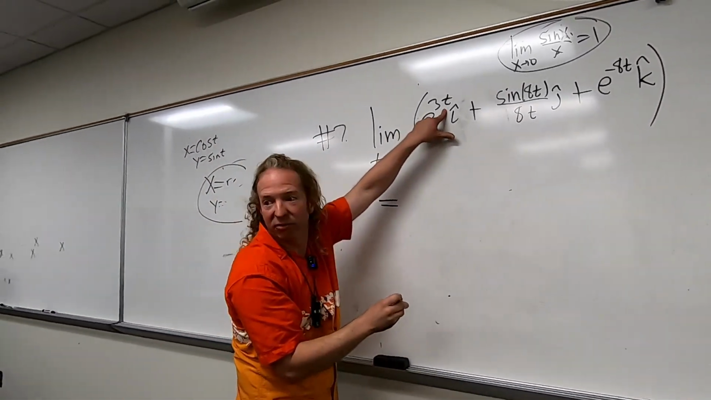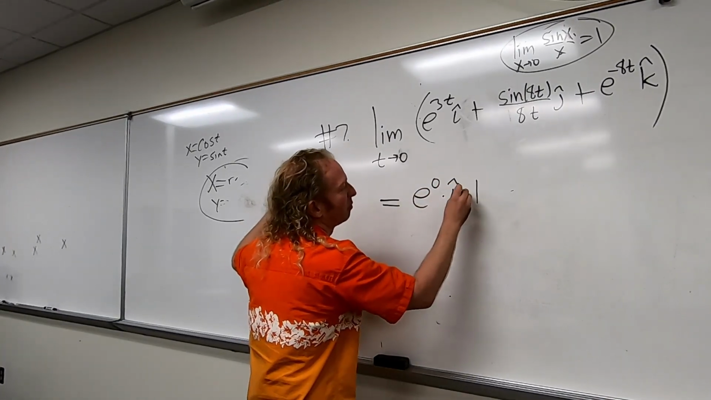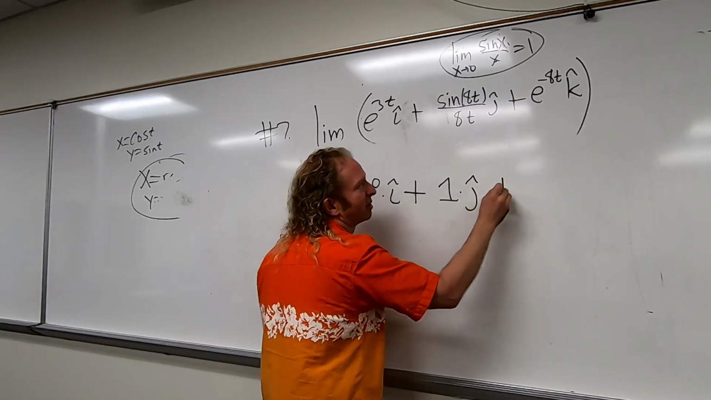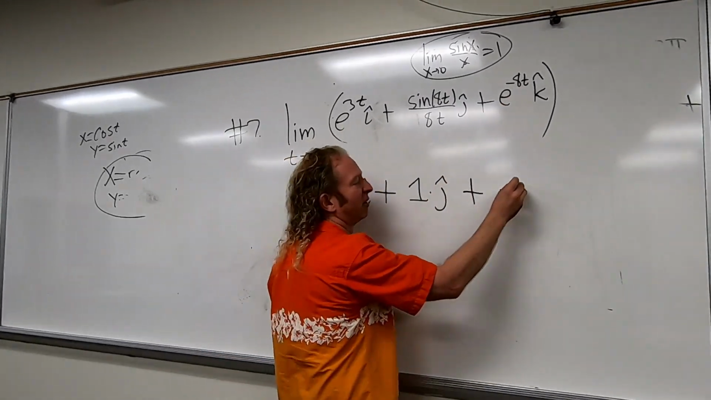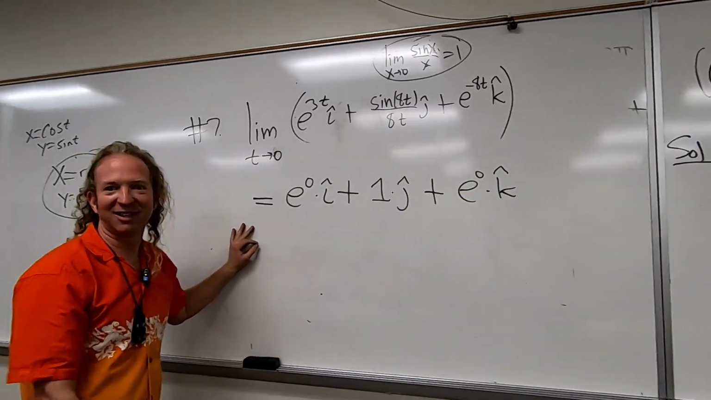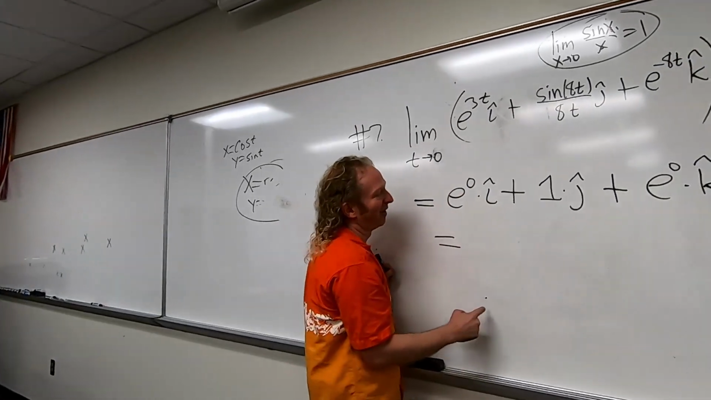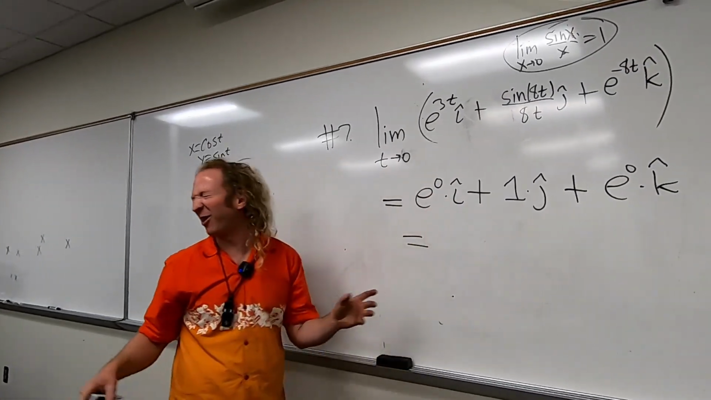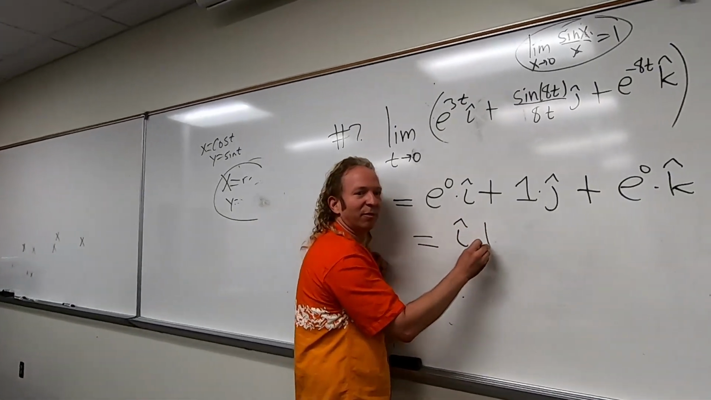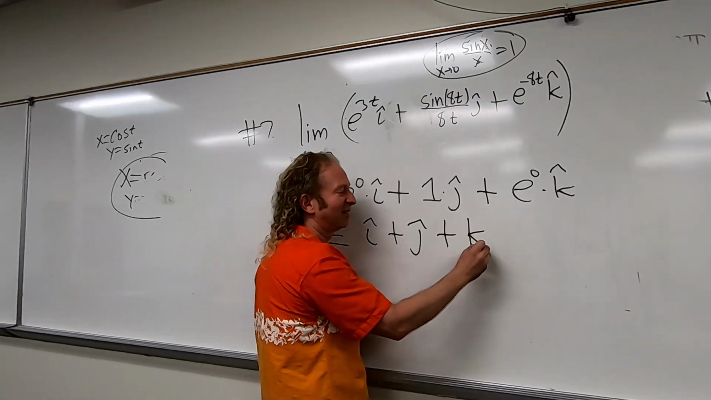So let's go ahead and write the answer down. This will be e to the 0. I'll show the work: e to the 0 times i hat plus 1 times j hat plus e to the 0 times k hat. I'm showing extra steps. e to the 0 is 1. So this is i hat plus j hat plus k hat.